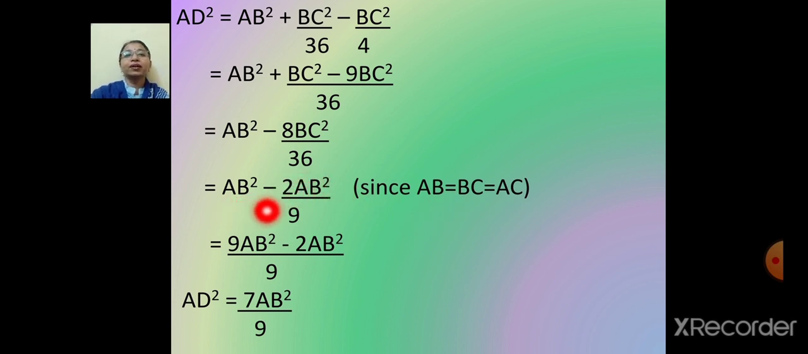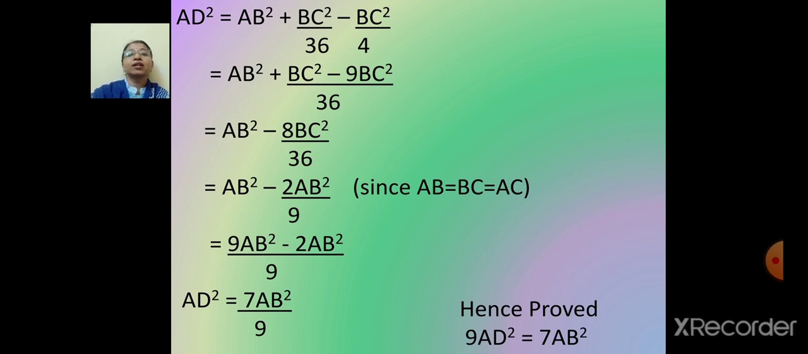So AD square minus 2AB square upon 9. This BC square is replaced by AB square. Now these two are like terms. Take LCM. LCM is 9. Cross multiply. 9AB square minus 2AB square. 9 minus 2, 7. So AD square is equal to 7AB square upon 9. Now you multiply that denominator 9 to the left hand side. So you will get 9 times AD square is equal to 7 times AB square. This is a 4 marks question.